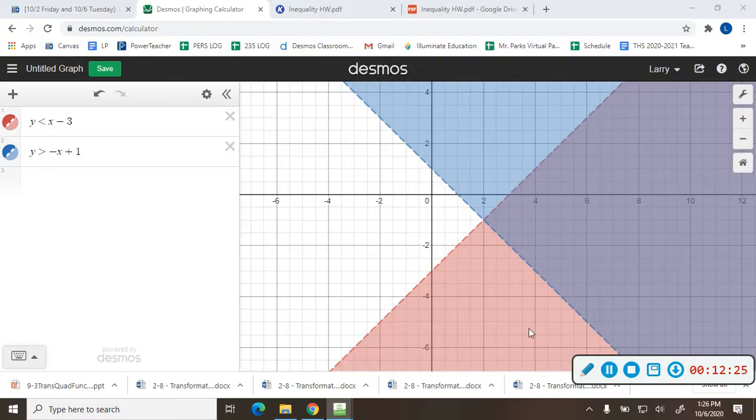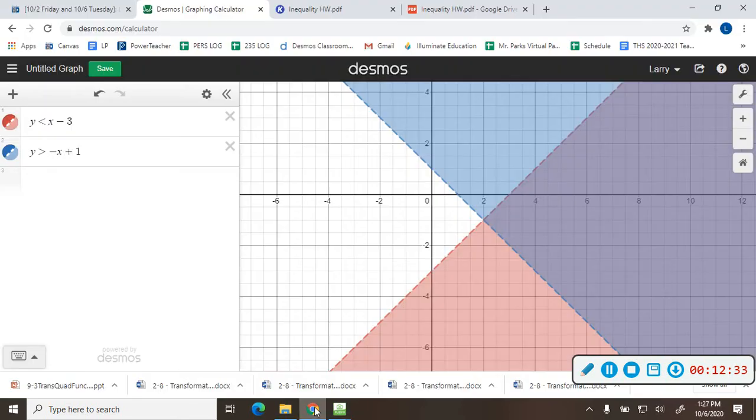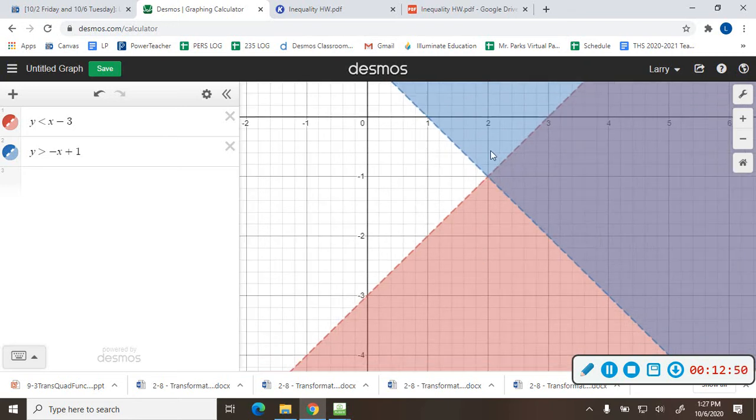Here's another way you can see if it's a solution. Notice I took the problem from before. So I took this problem and I graphed it, and anything in this darker area is what we're looking for. So any point in this dark blue will be a solution. So the question was, is 2, negative 2 a solution? Well, 2, negative 2 is right there, which is why it worked for one but not the other. So I would say no, it's not a solution, because to be a solution it needs to be in this area.